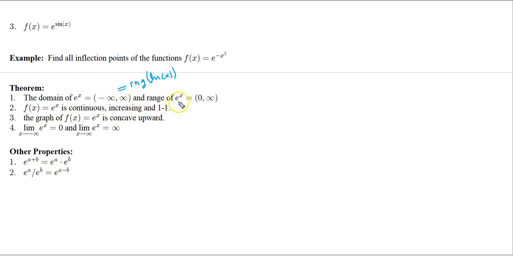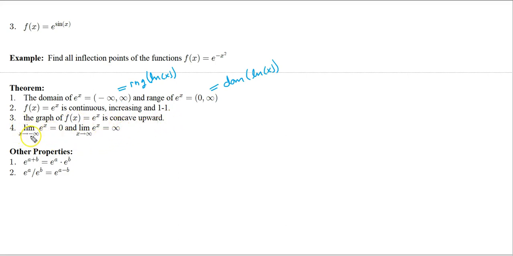Also, the range of e to the x would be the domain of the natural logarithm, which is the inverse of e to the x. And so since the domain of ln is 0 to infinity, that's going to be the range of e to the x. Also, the exponential function is continuous, increasing, and 1 to 1. We'll prove that in a second. The graph is concave upward. We'll prove that in a second. And let's note these two first.